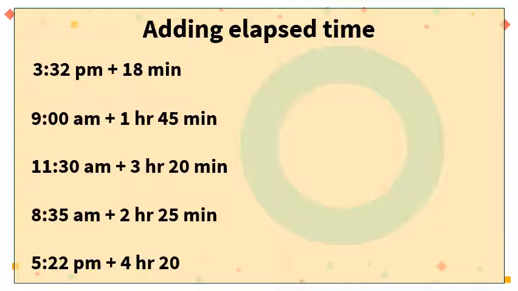Here we're adding elapsed time. It's very similar. Let's do it together. So here we've got 3:32 p.m. I'm going to add 18 minutes to that. So I'm going to do my ones first. So it's going to be 3:40, because 32 plus 8 is 40, plus another 10 is going to be 3:15 p.m. Sorry, not 3:15 p.m., 3:50 p.m. That's better.